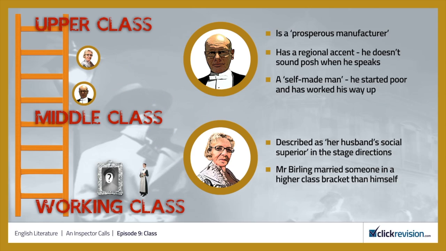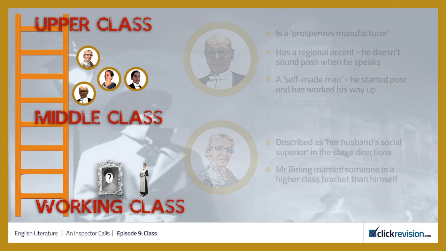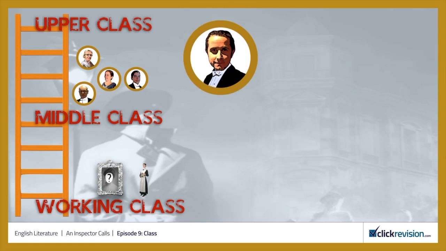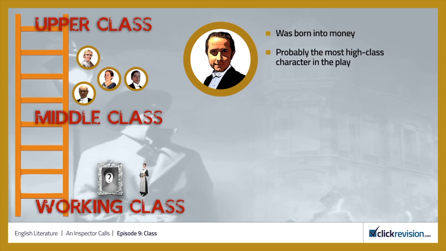And as Sheila and Eric have been born into the family's wealth, we can place them there with her, somewhere between both parents. Gerald is also very well off, and was born into money like Sheila and Eric. In fact, Gerald is probably the most high-class character in the play. His parents aren't at the dinner because they're on a holiday overseas, which was very much a high-class thing to do in 1912 when you had to take a boat to get anywhere.